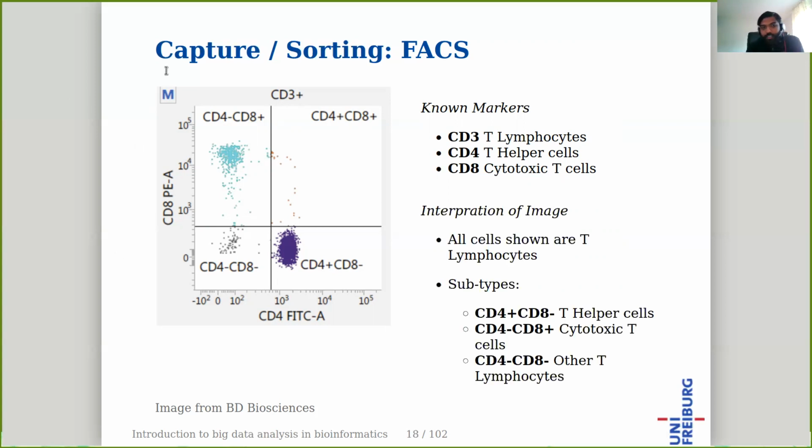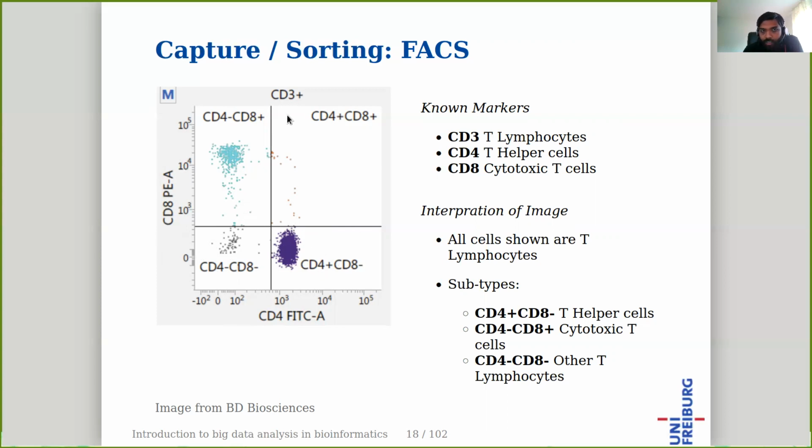And how do we interpret this image? On the x-axis you have the CD4 measurement, and here the CD8 measurement. When you see CD4 plus, that means the fluorescent label was active and you see a light for the CD4 marker. If you see CD8 plus, that means the fluorescent label was active for the CD8 marker. And that's how you measure.